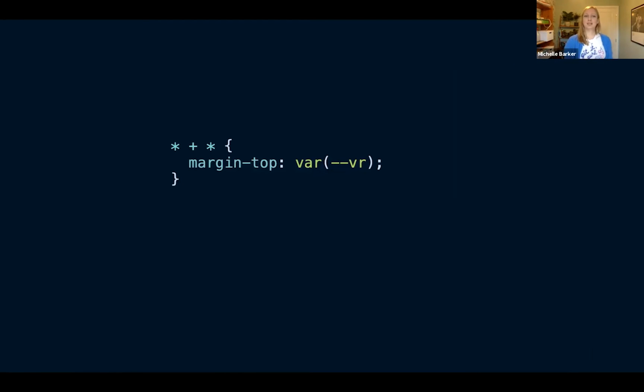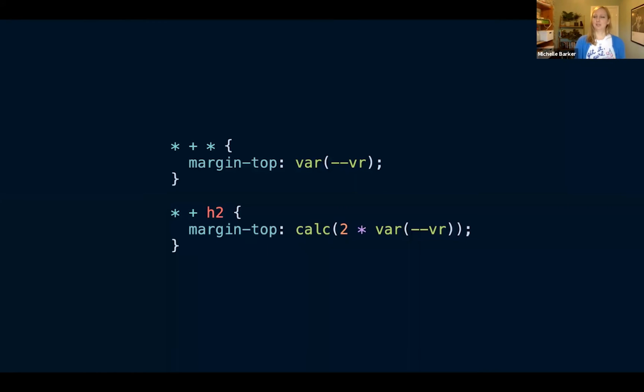And we can implement this quite easily with the lobotomized owl selector, which is a term coined by Heydon Pickering. So it uses the adjacent sibling combinator. Basically it says that any element that follows another element should have a standard top margin with a value of 1 VR unit, so 2 rems. But for some elements, we'll override that and give them a top margin of a multiple of a VR unit. So here we're saying any H2 that follows another element should have a top margin of 2 times our VR unit.